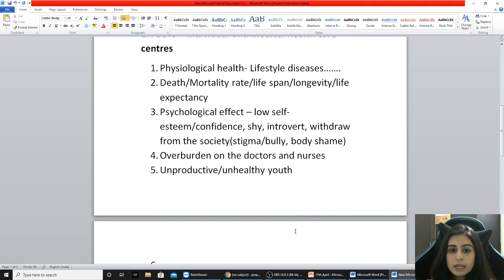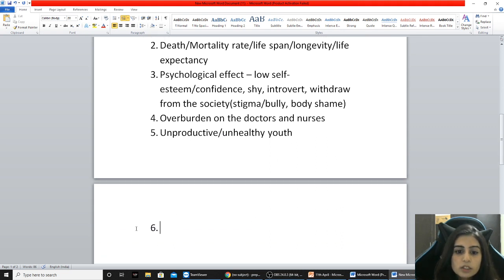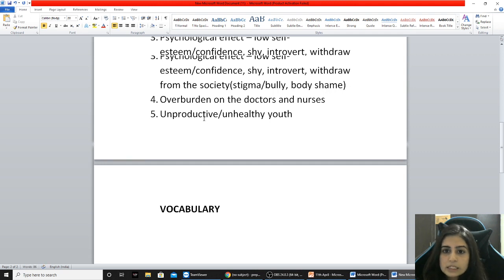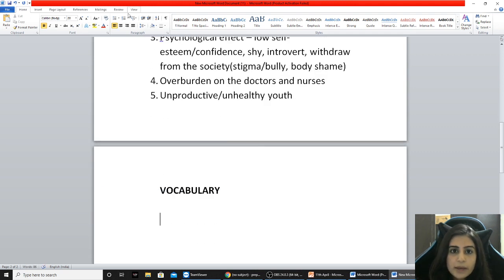Apart from that, let's quickly talk about certain words which can be used in this essay. Let's just focus on some vocabulary. We have already dealt with the ideas. Now I want you to tell me certain words that you can think of which can be used in this particular essay. We have mostly discussed the words. One or two words are coming in my head.